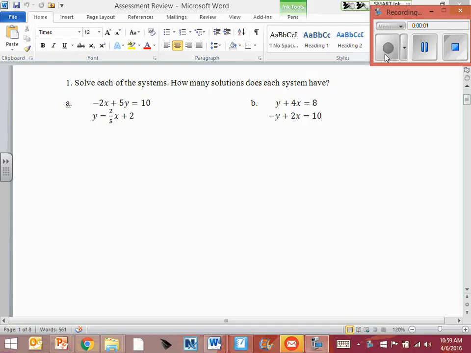Unit 4, final review for the final assessment attempt.